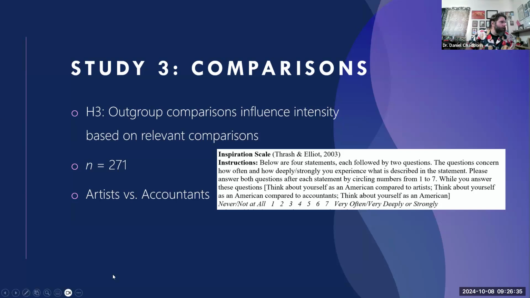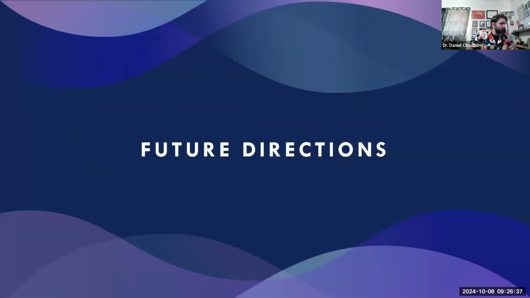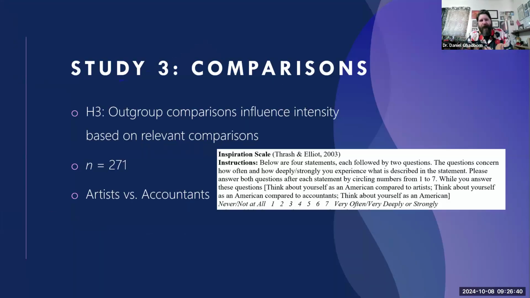With 271 participants, we once again found significance for this hypothesis. What we ultimately find is that when we prime that salient group comparison, people are more inspired when they think about themselves compared to accountants, because their group comparison baseline is higher, and they see themselves as less inspired when they compare themselves to artists.